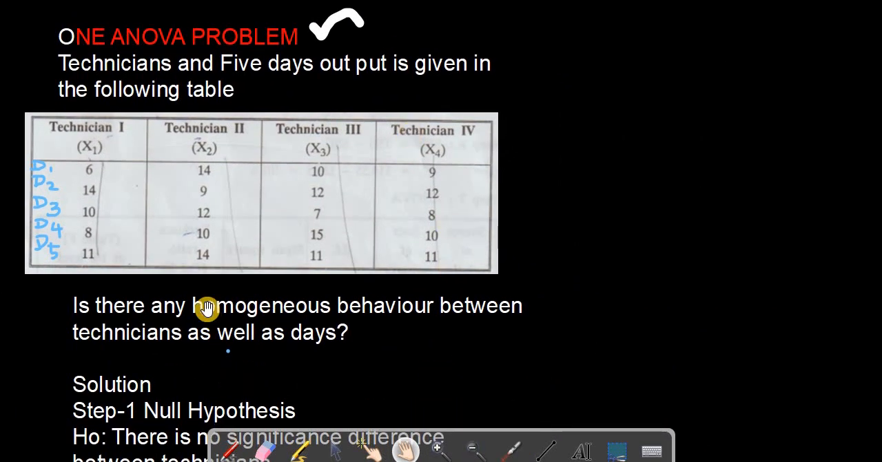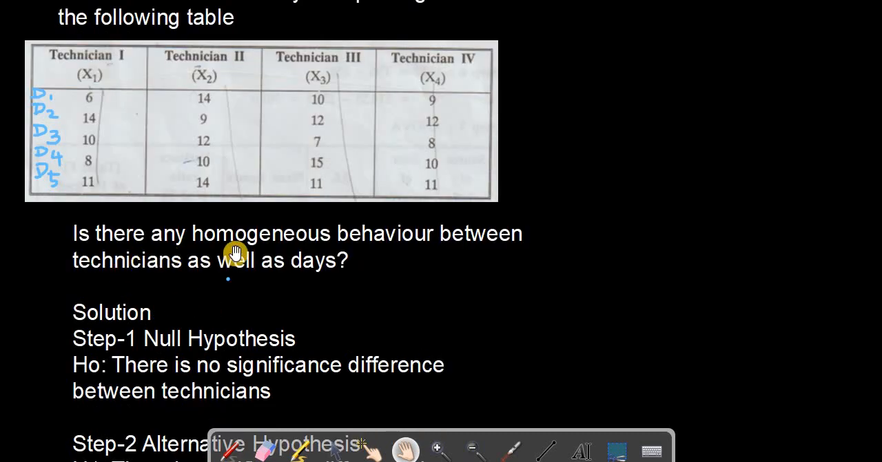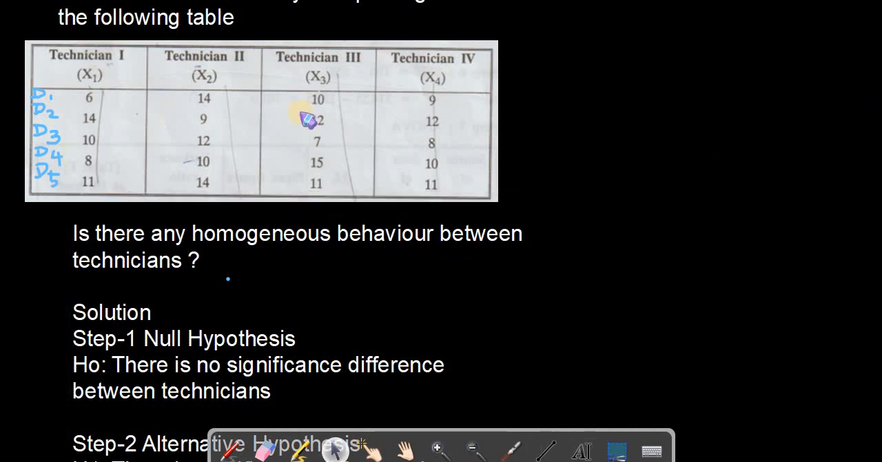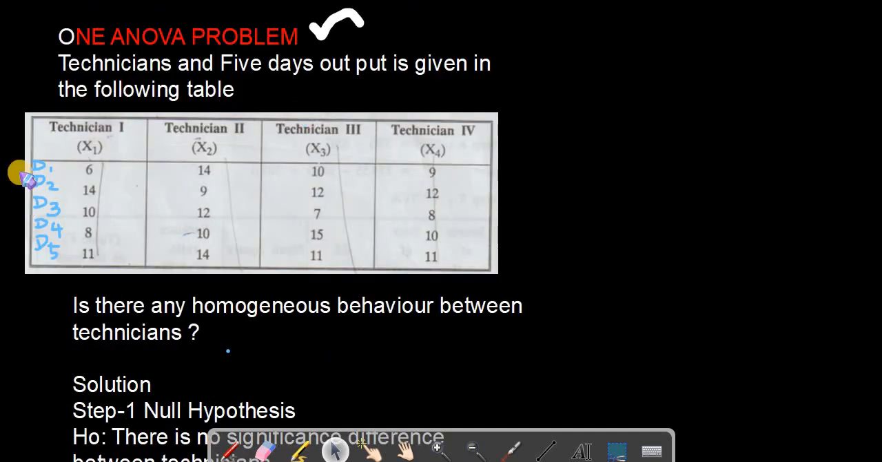Now, what is the question? Is there any homogeneous behavior between technicians? Between technicians only. So this is a one-way ANOVA. Therefore, here we are checking technicians only. Now, our aim is to check whether all the 4 technicians are working in a similar way, whether they are equally working or not.